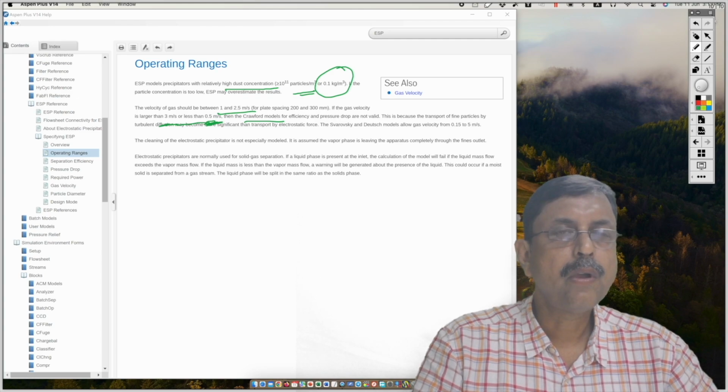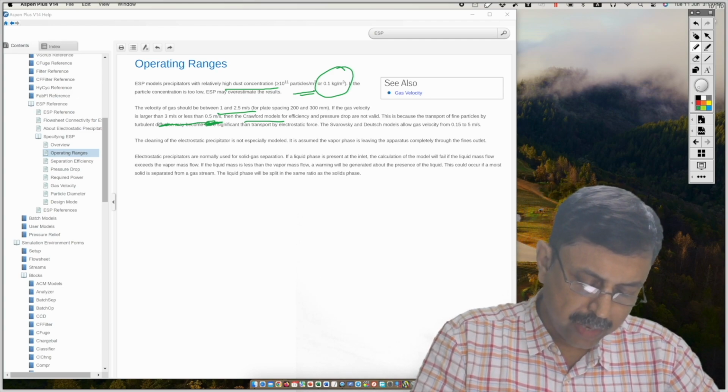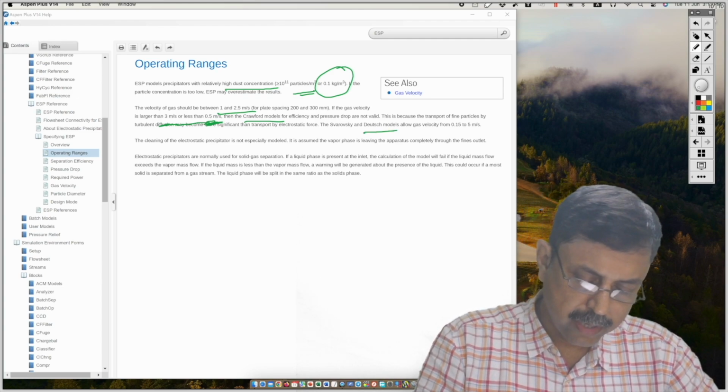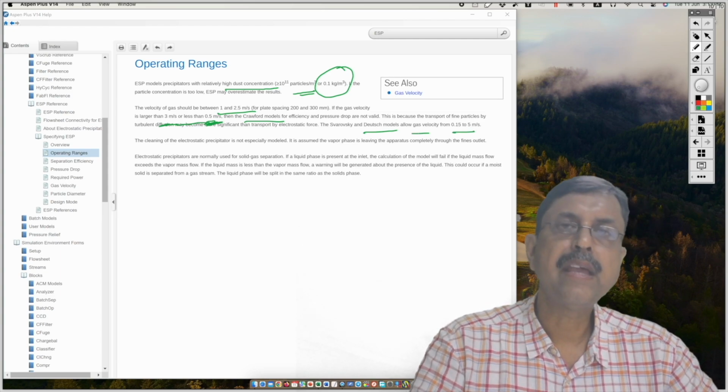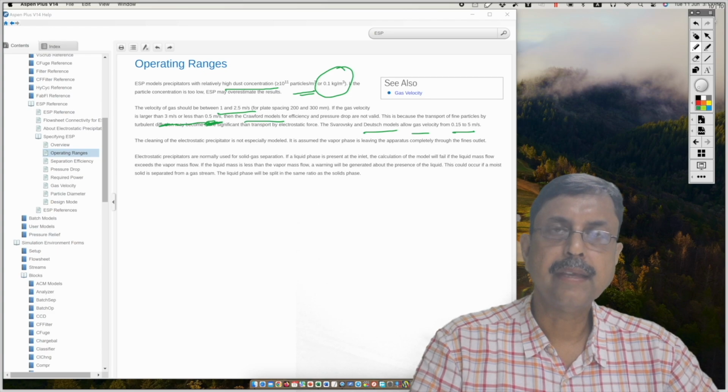But if you want to use the Swarovski model or the Deutsch model, then the gas velocity may be from 0.15 to 5 meters per second.